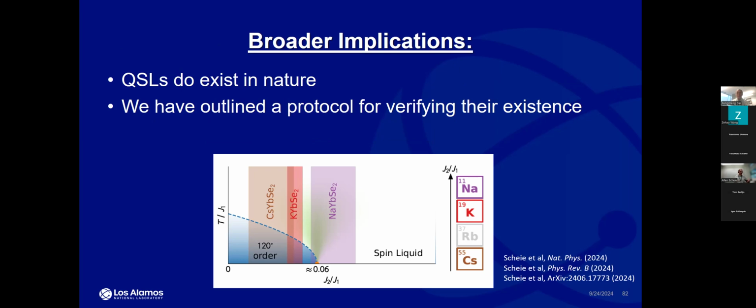And second, we've outlined a protocol for their existence. By using these many different approaches and being systematic, we can really have a confident answer to this question: is a given material a quantum spin liquid?